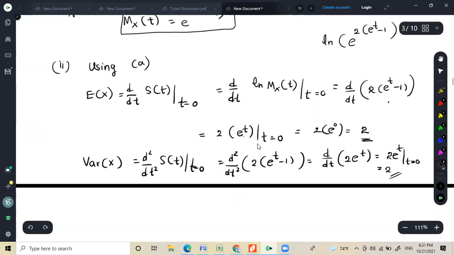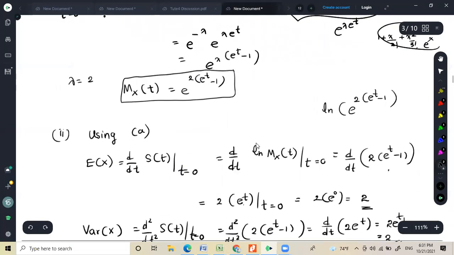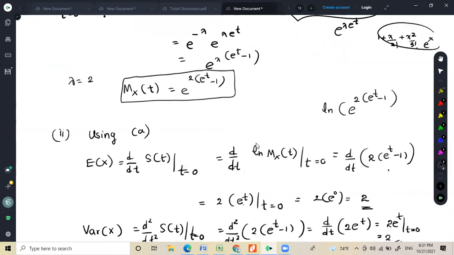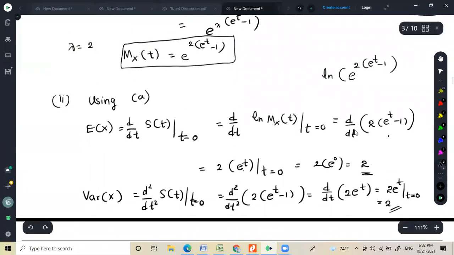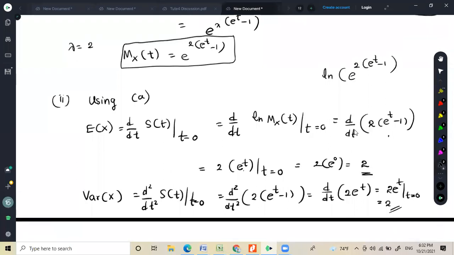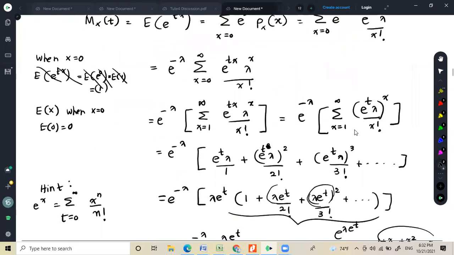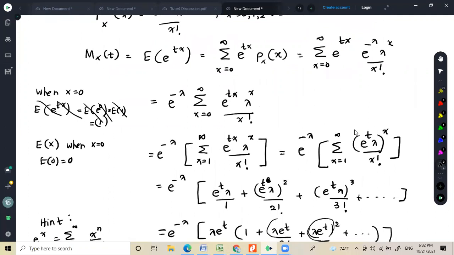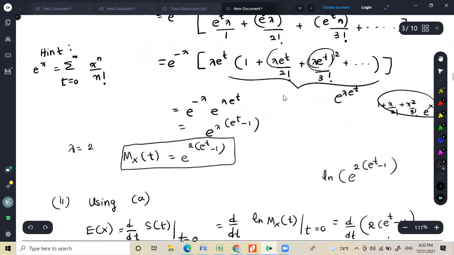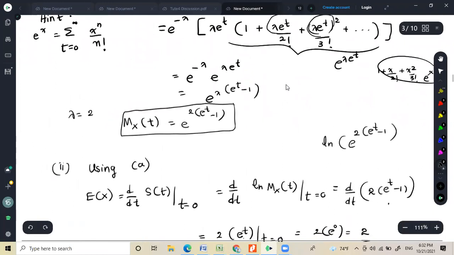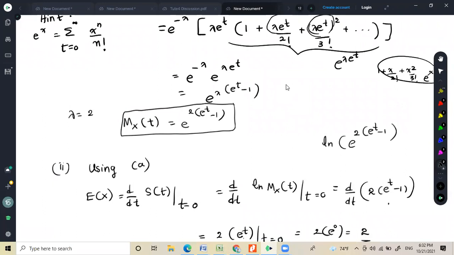And you can double check your answer, because with the Poisson distribution, you know both the mean and the variance are lambda. The lambda is 2. So you can verify your answer from that also. Okay. I think the hard part is figuring out this moment generating function of the Poisson distribution. But with the hint, I think you can get it done. Okay. Is this clear to all of you?